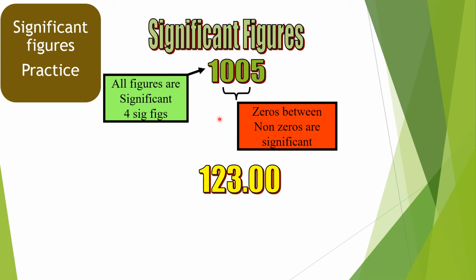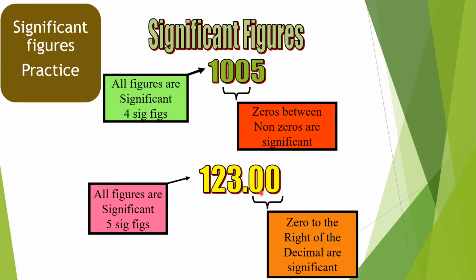Here in number 123.00, we have 5 significant figures. All figures are significant because zeros to the right of the decimal are significant. So we count 123.00 as 5 significant figures.